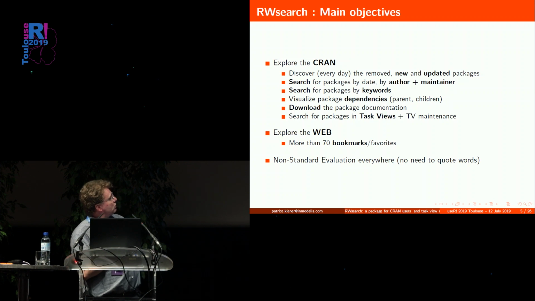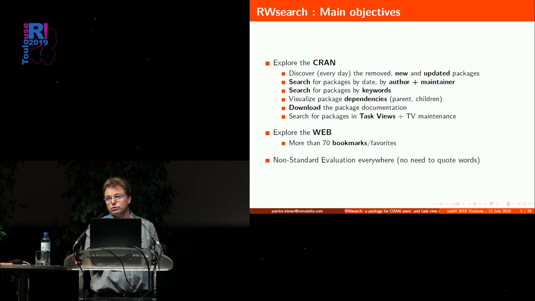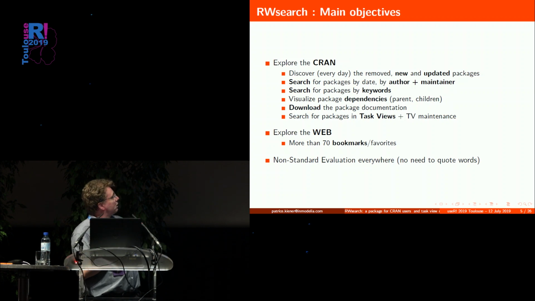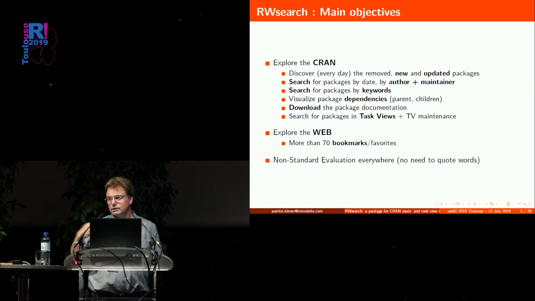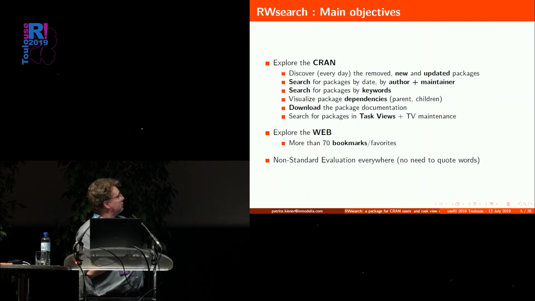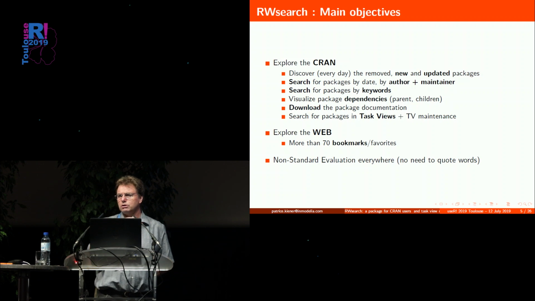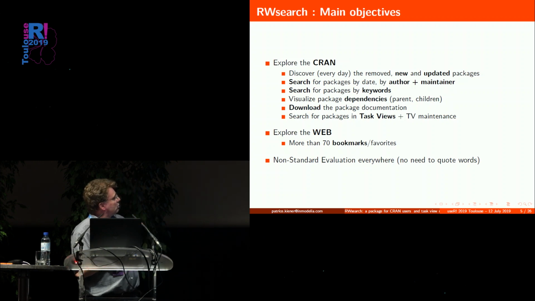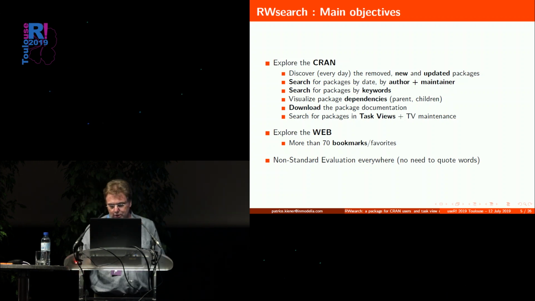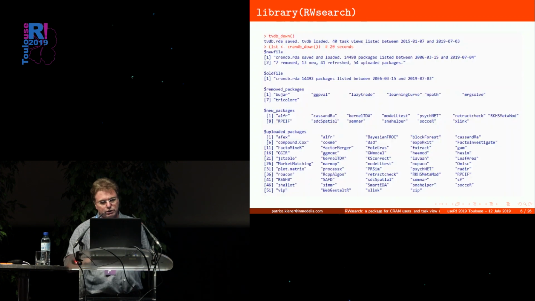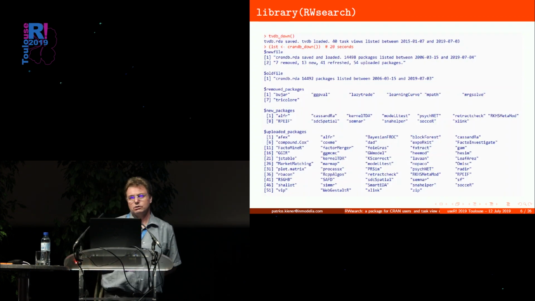New and updated packages: we want to search now. You want to search by keywords to find some new packages. You want to visualize the dependencies, exactly what Ioannis has shown us just before. And you want to download the documentation, because sometimes you work on a remote island, in the mountains, in the forest, in a place where there's no internet, and then you want to have the documentation with you. And you want to search and then explore the web. I have non-standard evaluation everywhere to make it smart. So let's start with the main functions.